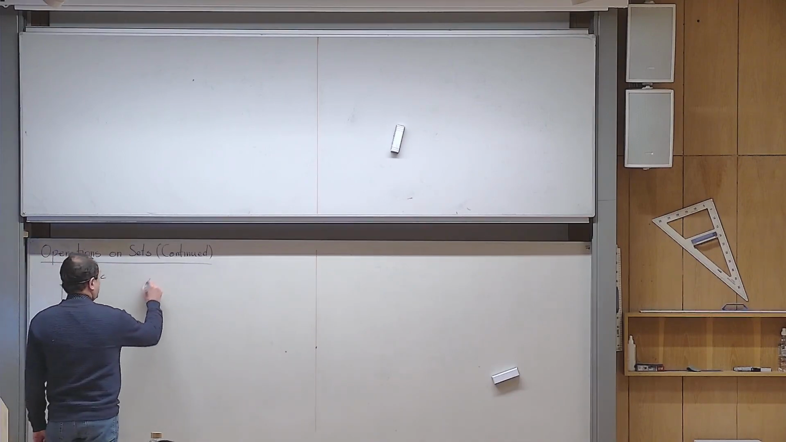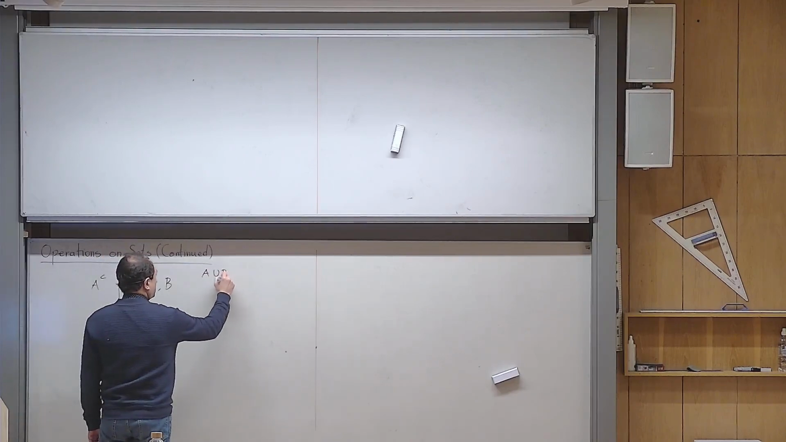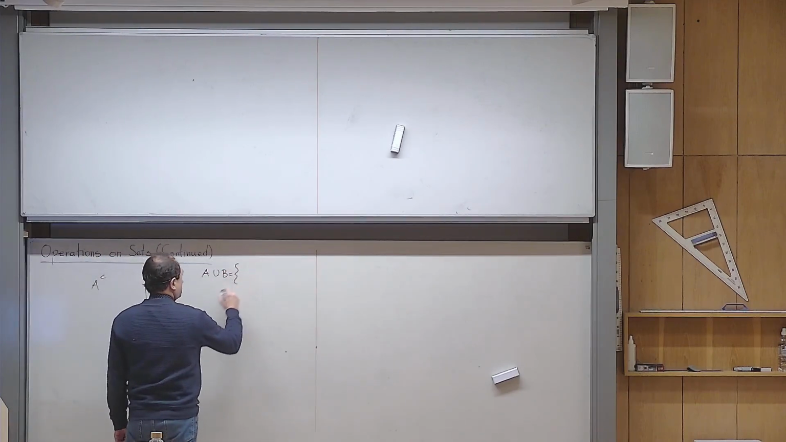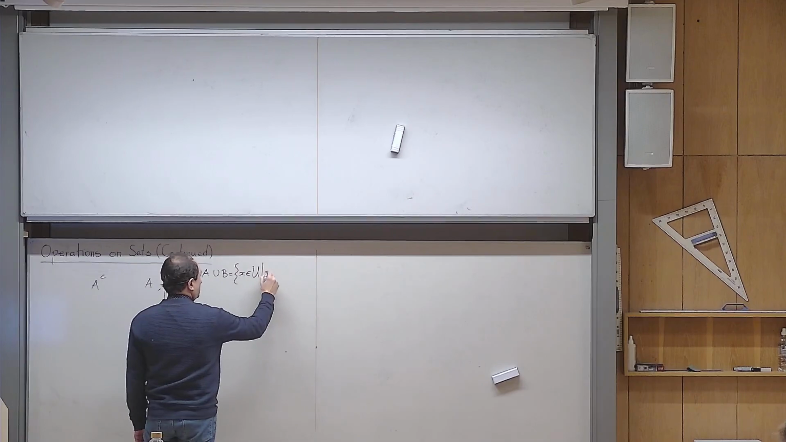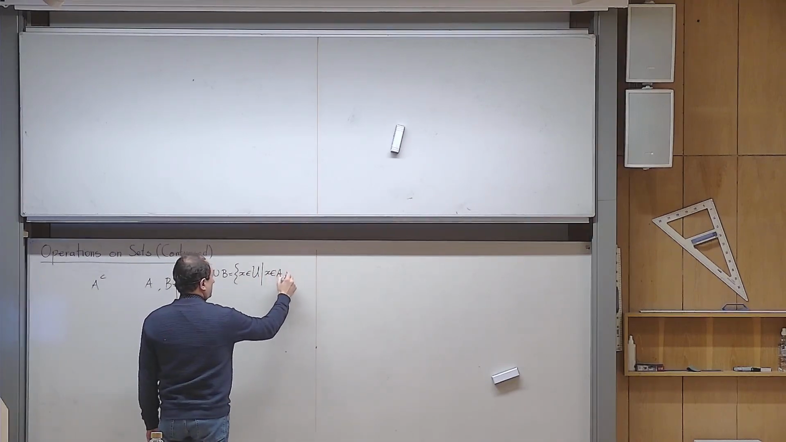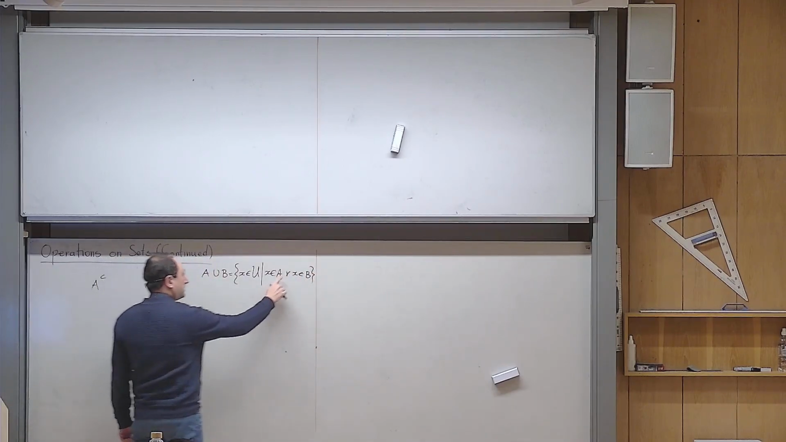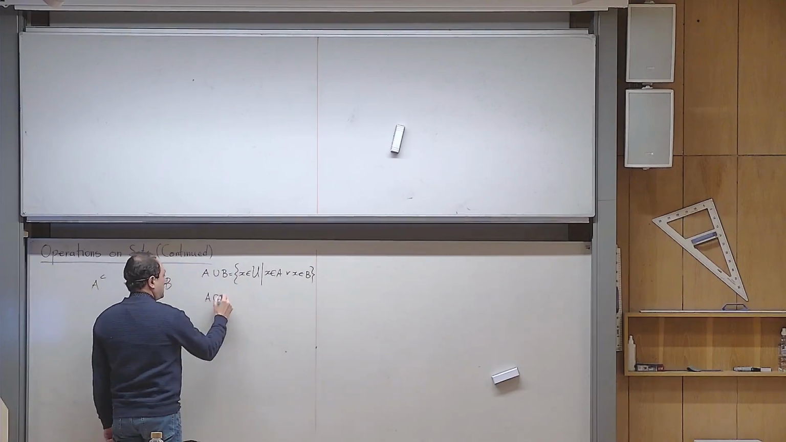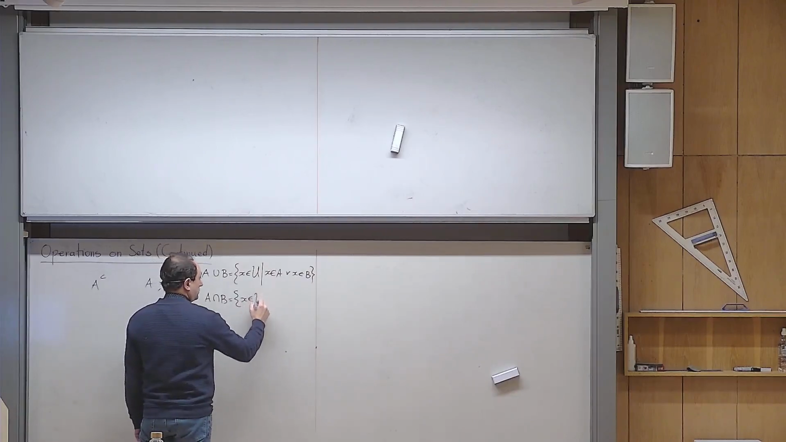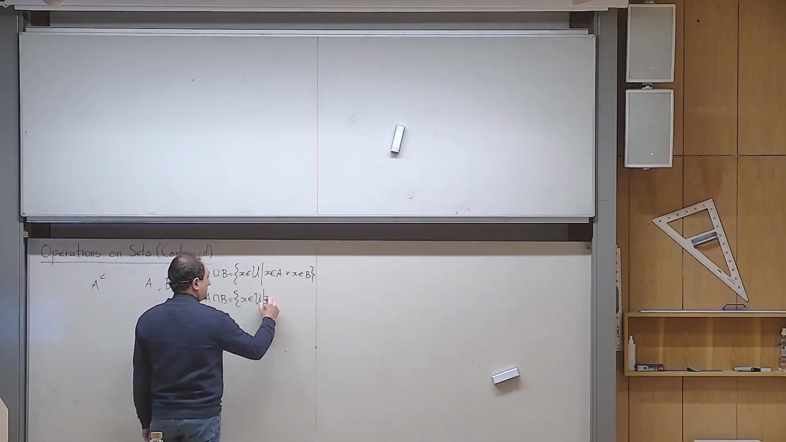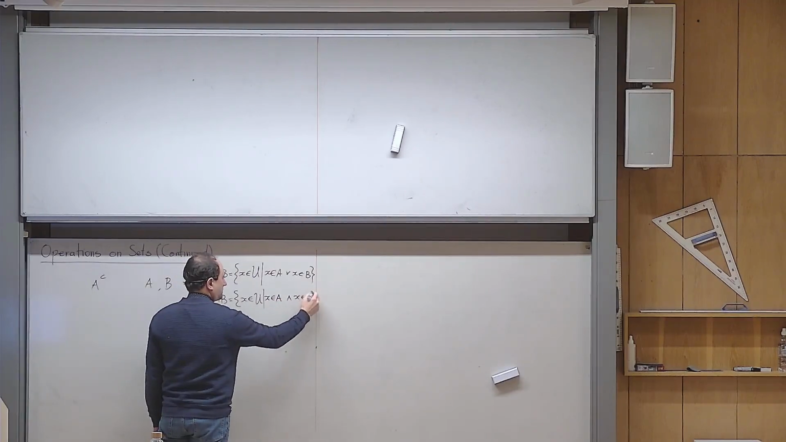And then if I have two sets, I can talk about the union of two sets, which means the set consisting of all elements in the universal set such that X is either in A or in B. Of course, it might be the case that X belongs to both of them. And then we talked about the intersection, which means the set consisting of all those elements in the universal set which belong to both of them simultaneously: X belongs to A and X belongs to B.